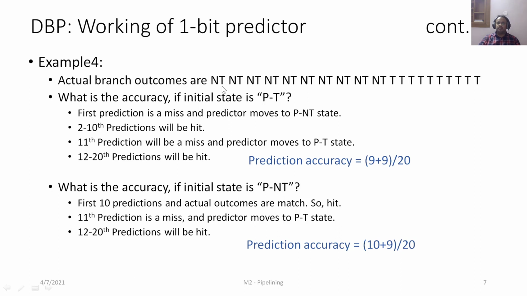But if the branch is executed, let's say 100 or 1000 times, then the very first state where you started will not matter. Of course there will be a slight change in accuracy, but that's not too big to notice anything, right?